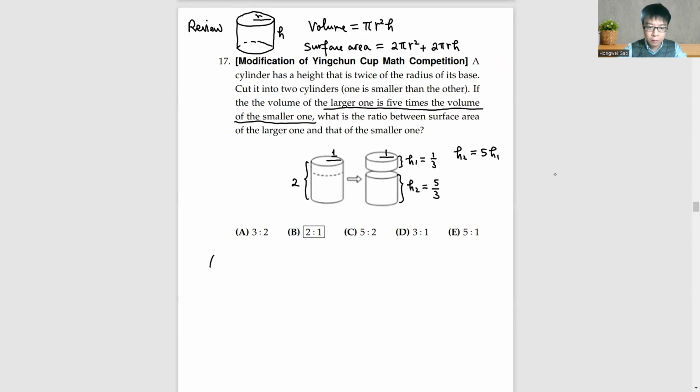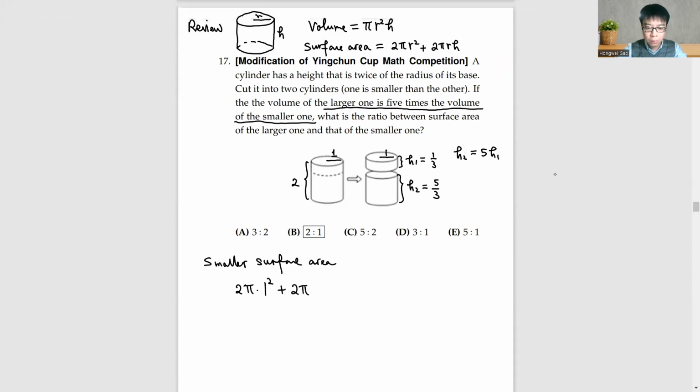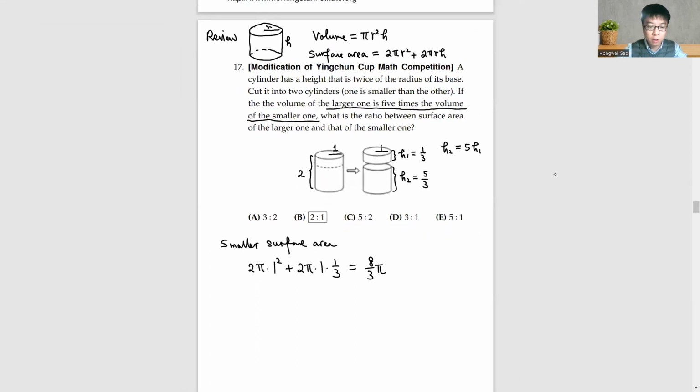So let me call smaller surface area, which is 2 pi r squared plus 2 pi r times the height, which gives 8/3 pi. That's the smaller cylinder surface area.